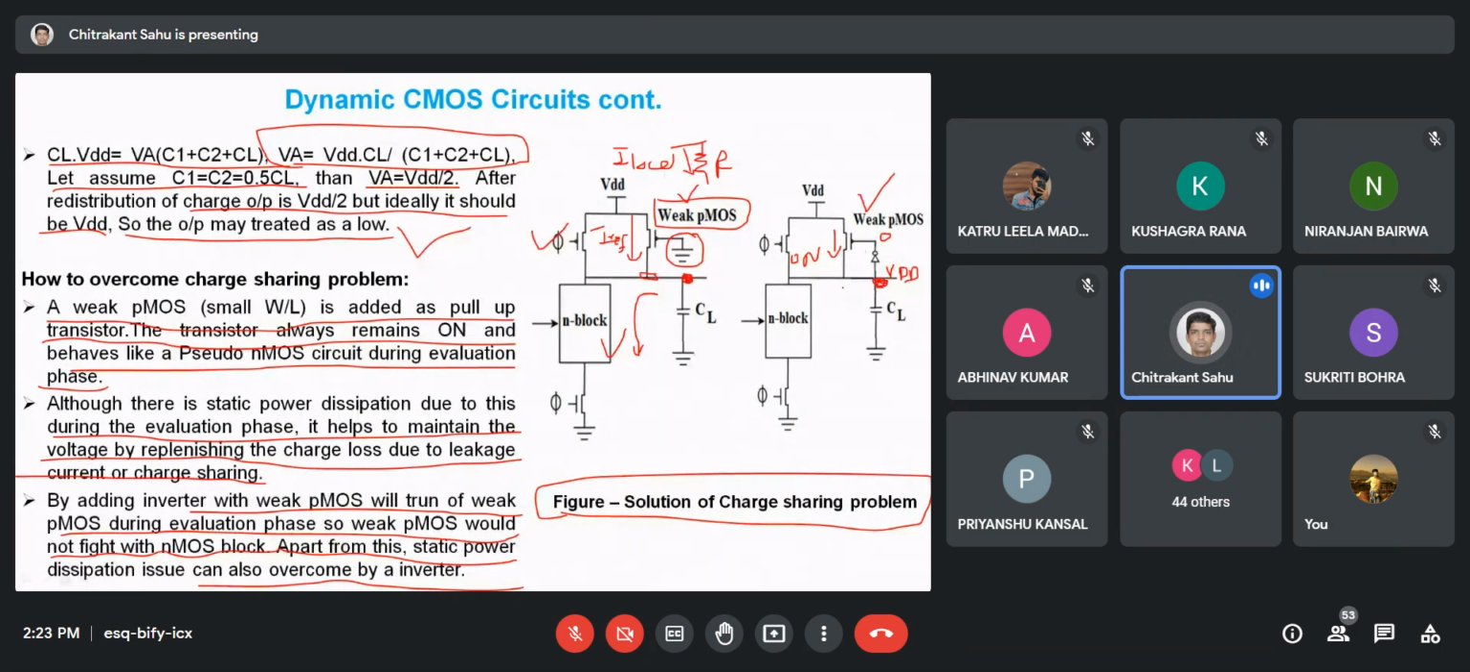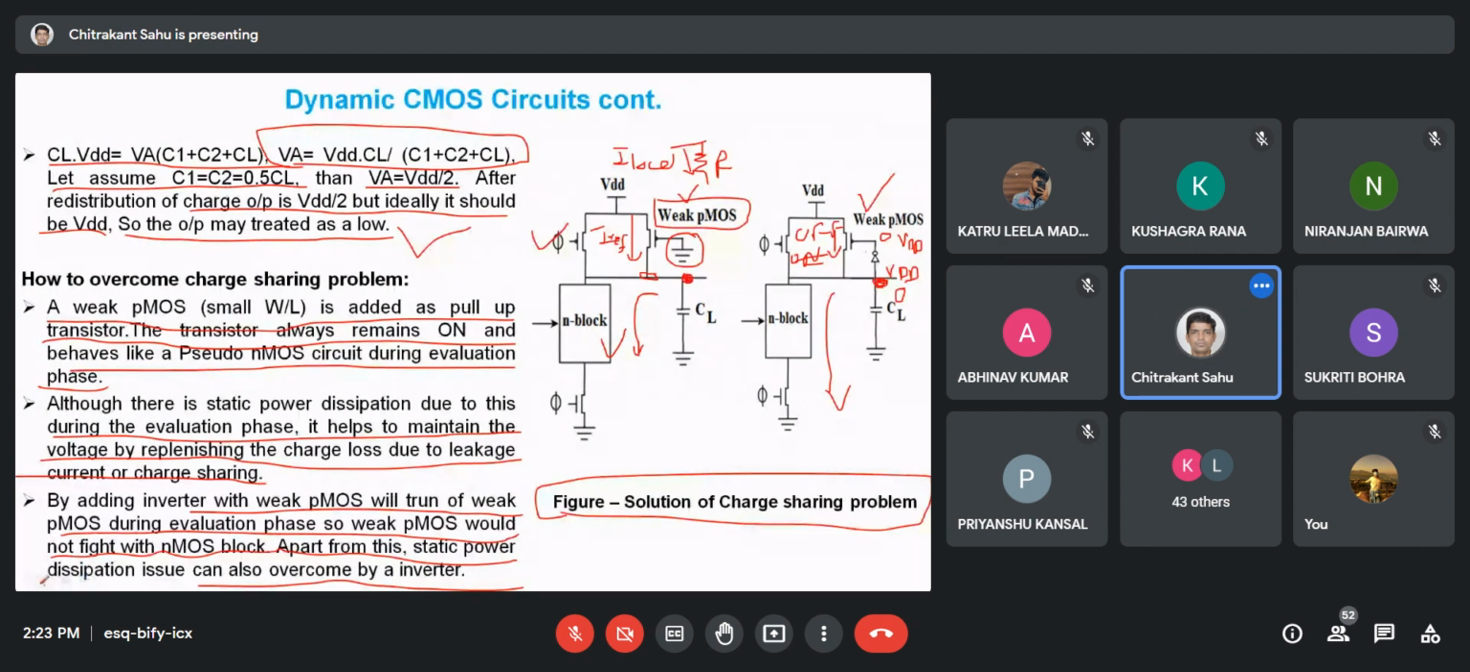So during the evaluation phase, what will happen when this particular node is grounded? If it is grounded to 0, this will be equal to VDD. If it becomes VDD, this transistor will remain off. Okay, are you getting the point? Are you getting the difference between the two circuits? Okay, so during the evaluation phase, we can also reduce the static power dissipation by adding an inverter at the output node of the dynamic logic circuit.